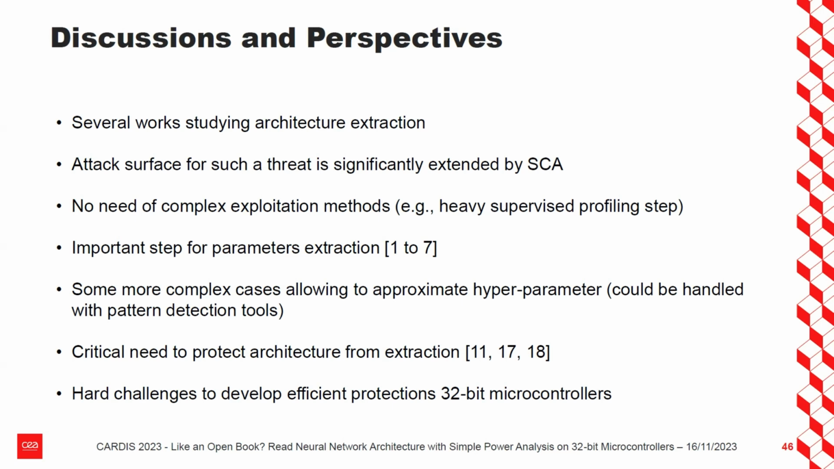Despite some more complex cases, it still is possible to approximate those hyperparameter values or even handle those specific cases with more advanced tools such as pattern detection or even the heavy profiling step that we mentioned before. And what this work highlights is the critical need to protect architecture from extraction, as it is a very sensitive point regarding machine learning model confidentiality, especially regarding 32-bit microcontroller implementations, because it represents hard challenges to develop efficient and practical countermeasures regarding parameters and architecture extraction for those systems, as they represent important limitations regarding memory footprint and performance to be maintained.